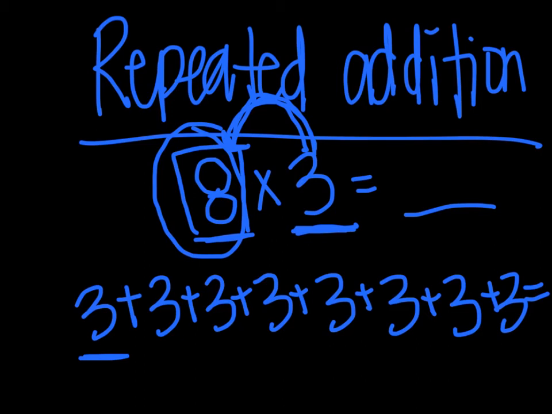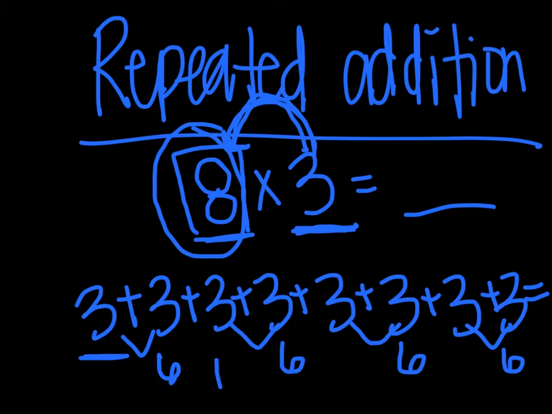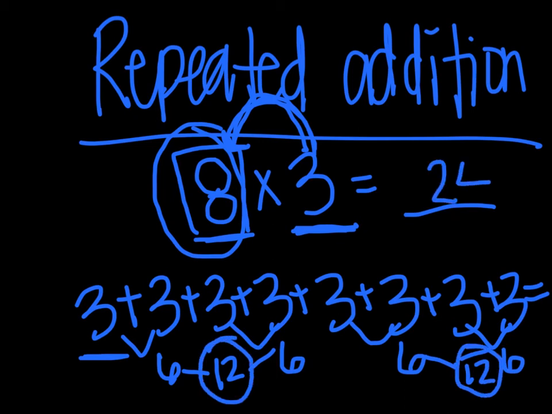So then you just add. We say 3 plus 3 is 6, and 3 plus 3 is 6, and 3 plus 3 is 6, and 3 plus 3 is 6. You have 6 plus 6 is 12. 6 plus 6 is 12, and then you put the 12 and the 12 together to get 24.